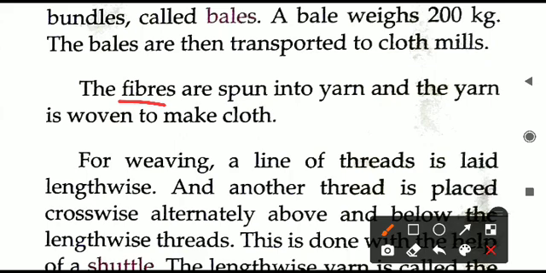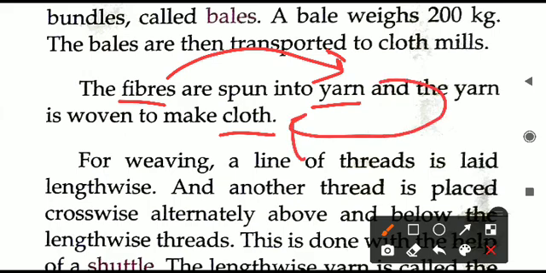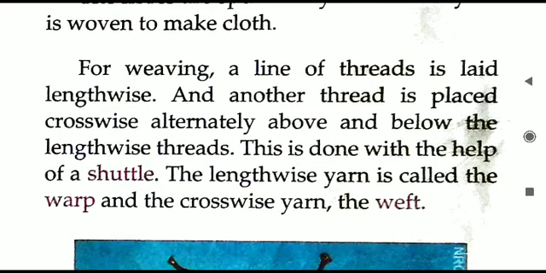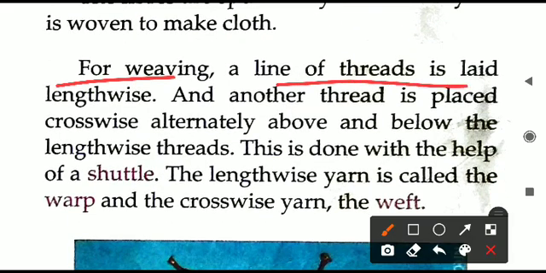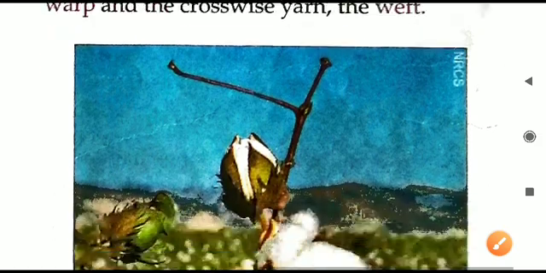They will take the cotton fibers and convert them into yarn, and yarn is converted into cloth. That we have already seen at the beginning of the video. That spinning is done. After spinning, the fiber converts into yarn, and then yarn is converted into the cloth using the loom, power loom or hand loom we can use. So that only is written here. For weaving, a line of threads is laid lengthwise, and another thread is placed crosswise. So like this you can observe.